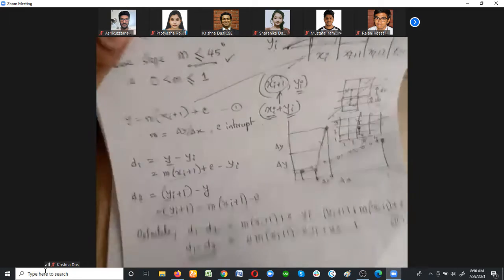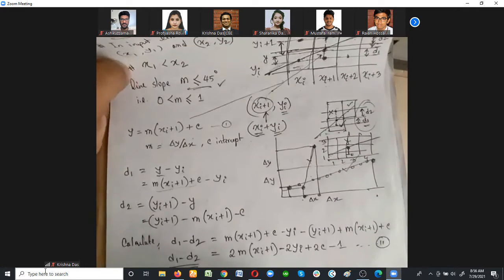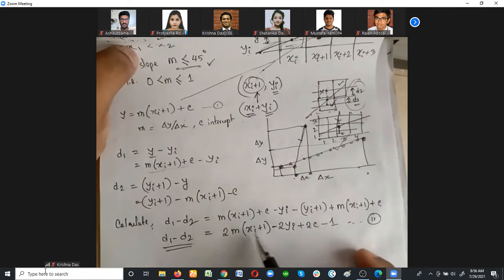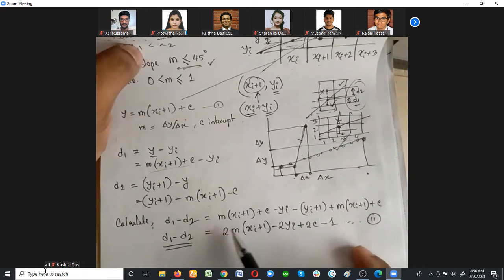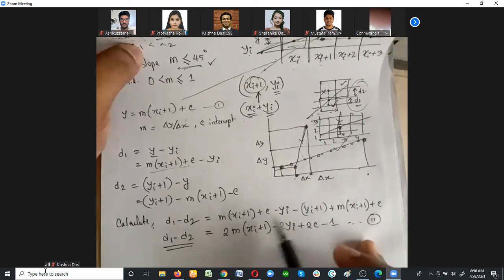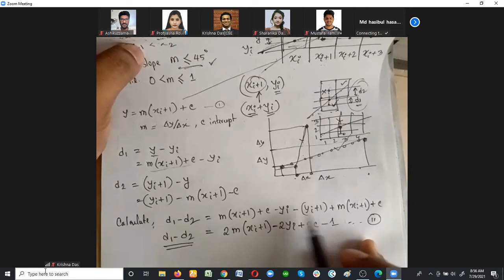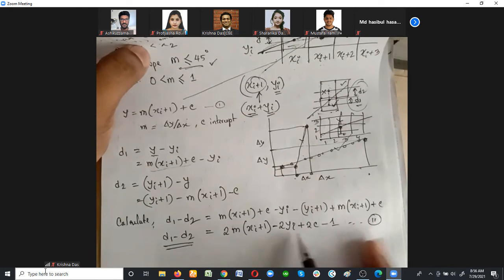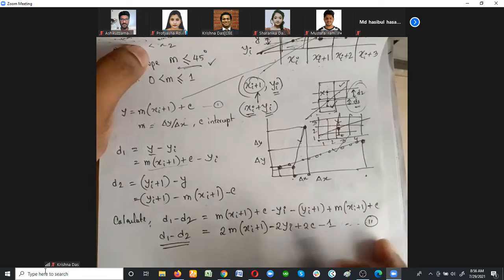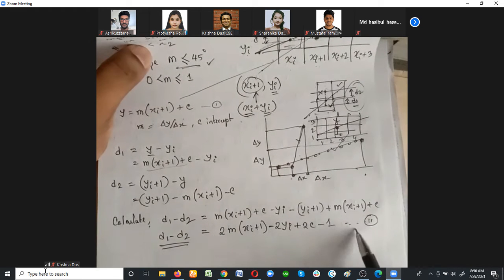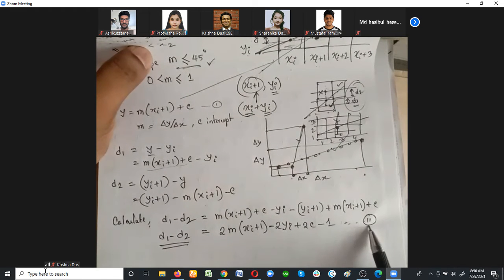Okay, so at this moment we made a relationship d1 minus d2, and we simplify the equation. As you can see, if we simplify, then we get 2m of xi plus 1, also minus 2yi, then we get 2c, and minus 1 from here. So the equation looks like this now.